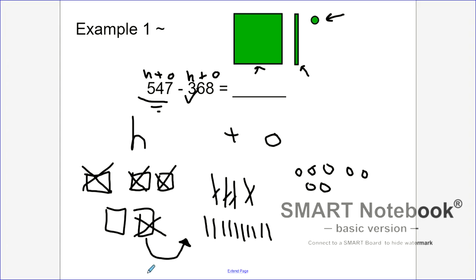Now some of you might notice here that I actually crossed out 4 hundreds when it only cost for 3 hundreds. The reason that I did that is that I had to change some of those hundreds into tens.